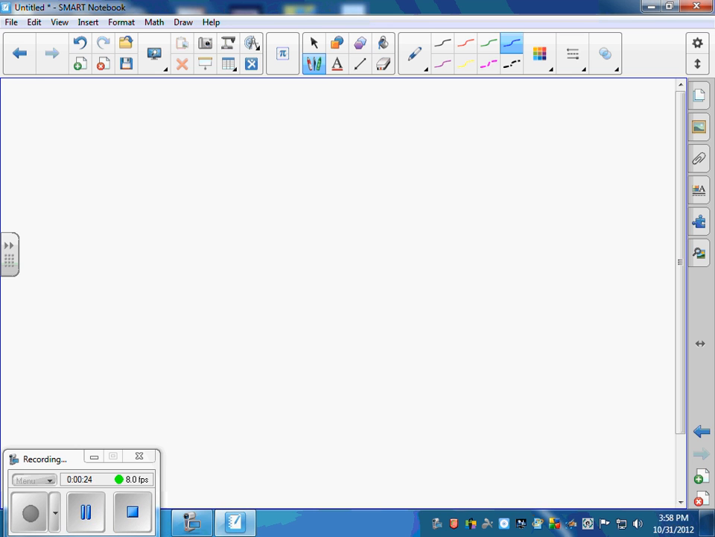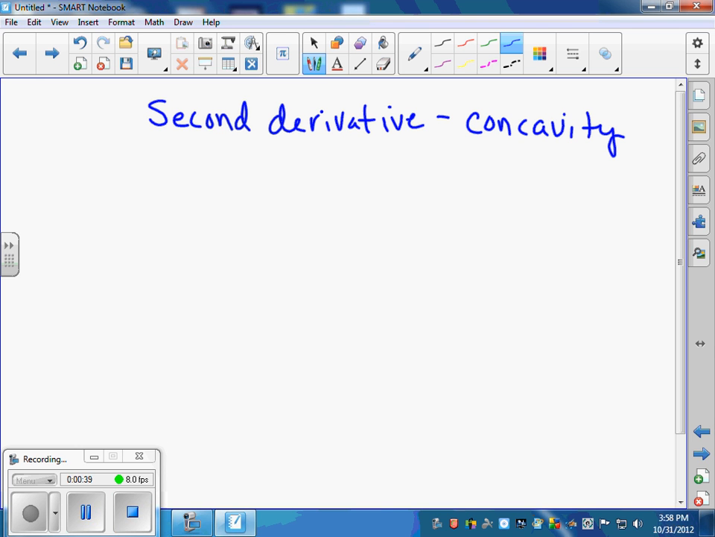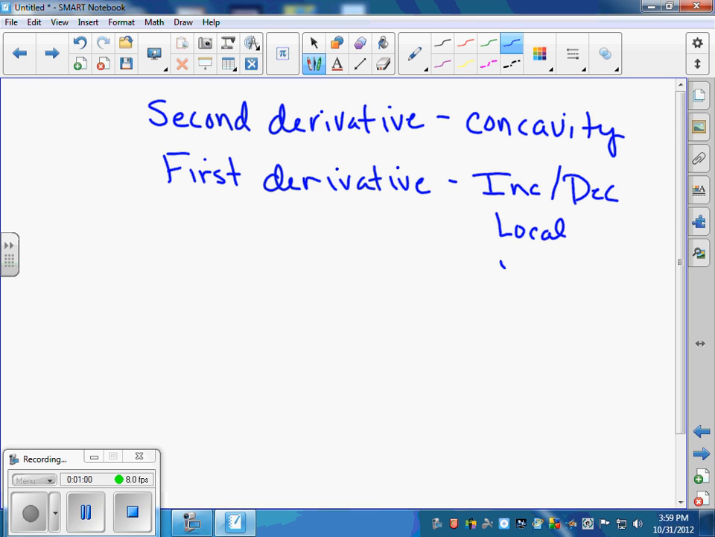We're going to look at what the second derivative does as far as your sketching. The second derivative is going to tell you about concavity. You really have to keep straight what all the derivatives are going to take. Second derivative is about concavity. And let's go back. Yesterday we talked about the first derivative, and you use the first derivative to tell you about increasing and decreasing, and then also any local maxes and mins.